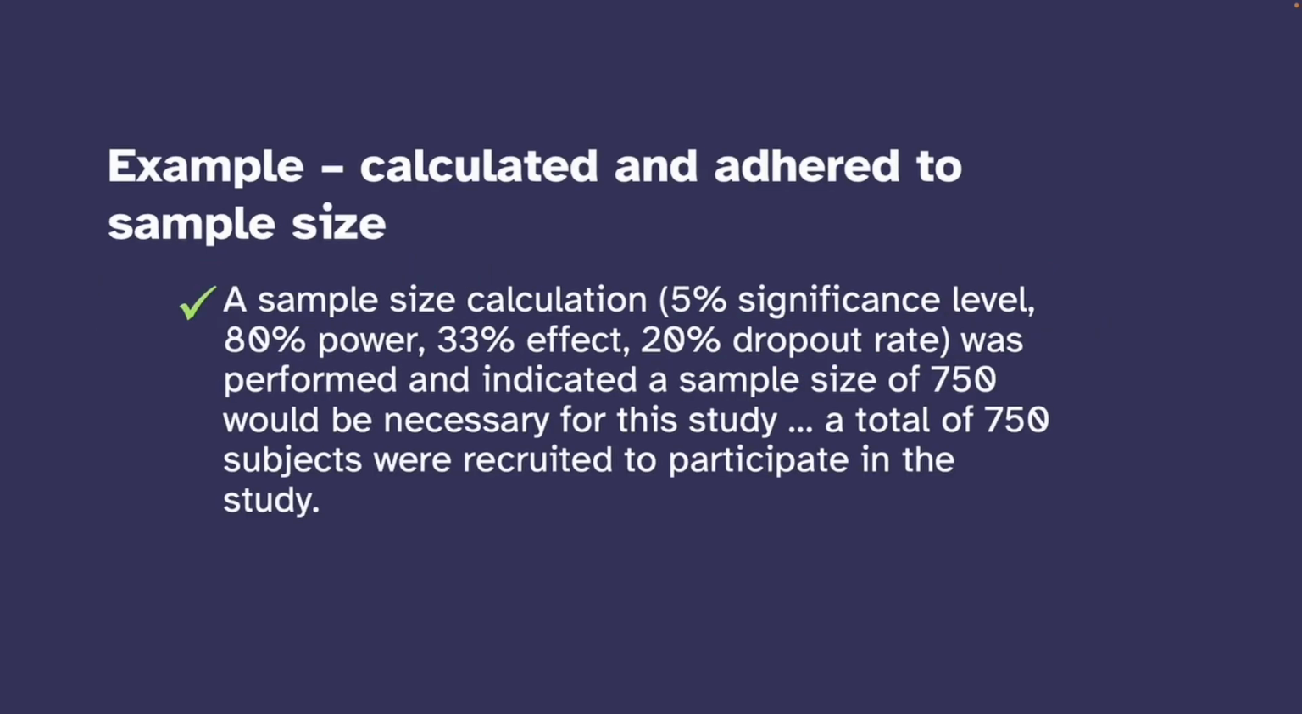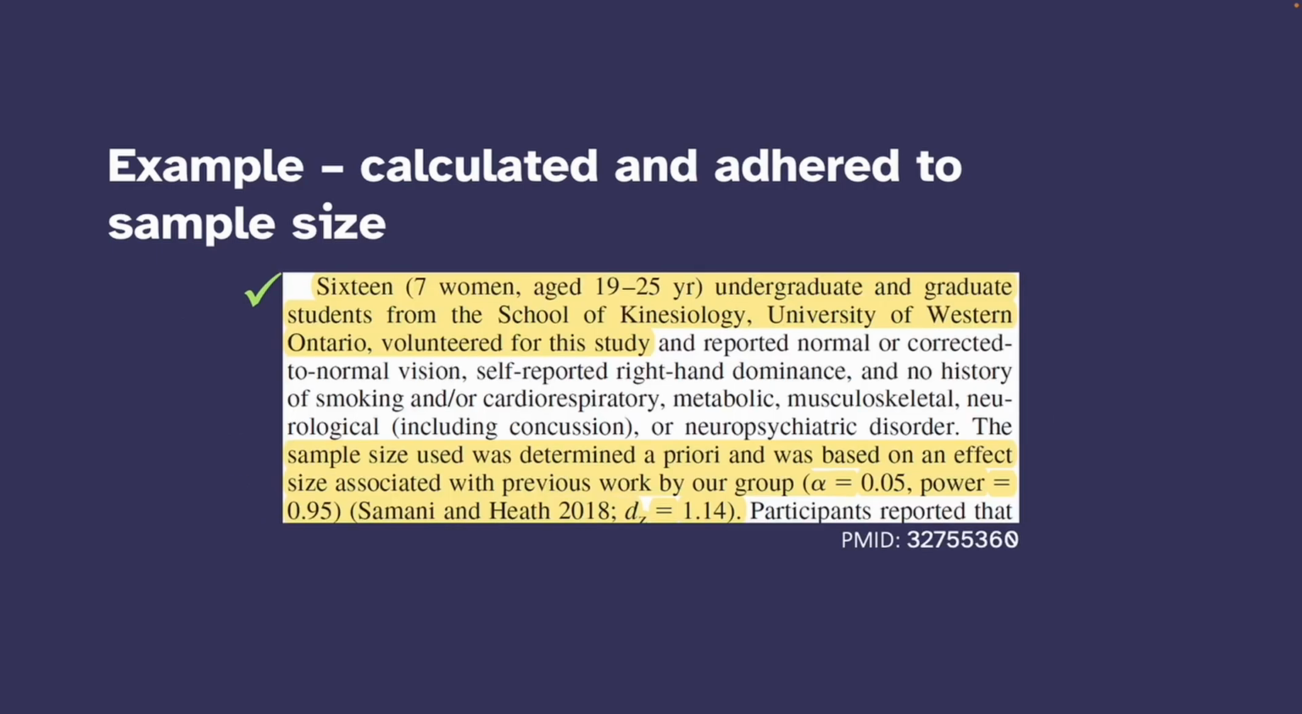Correct calculation and adherence to sample size can be seen here. Here is one. 750 were needed and 750 were recruited. In the second, the number of participants comes first, with the calculation following. In both examples, formal calculation of sample sizes were accompanied by a significance level, power and effect size. The sample sizes were also adhered to.